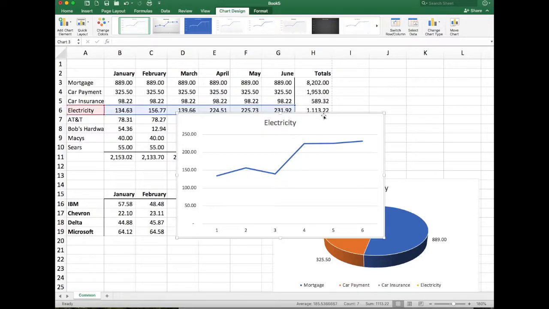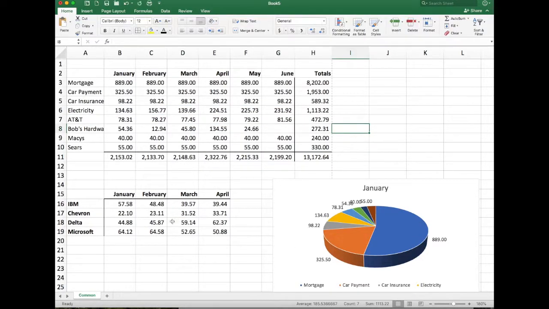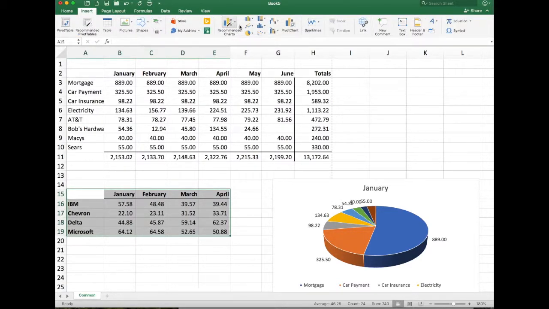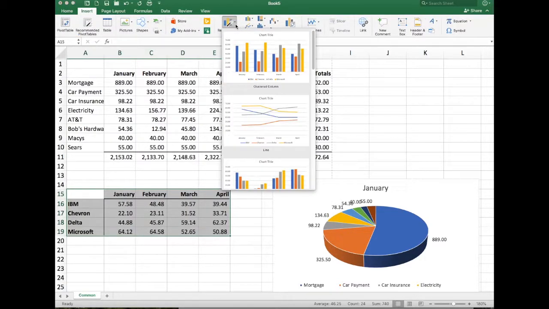One last little charting thing. Get rid of that one. I have this pack of information right here, and it's very difficult as you look at that to make sense of what those numbers are saying. But if I go up here to charts, the recommended charts, a line chart looks to me like it's going to give me the best information.